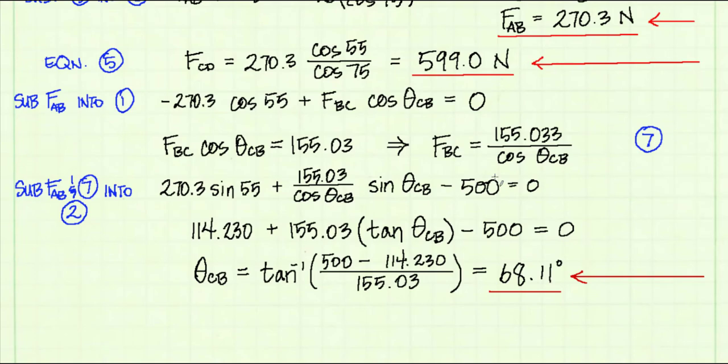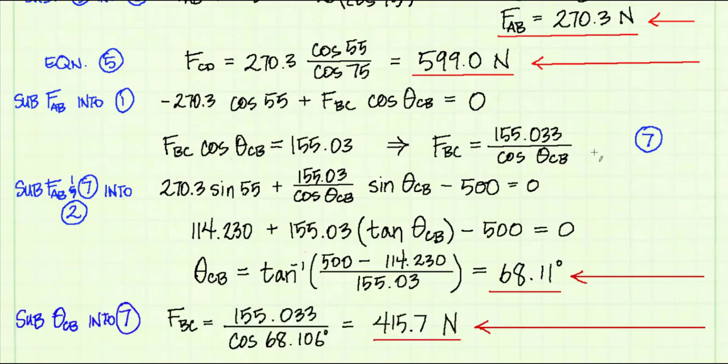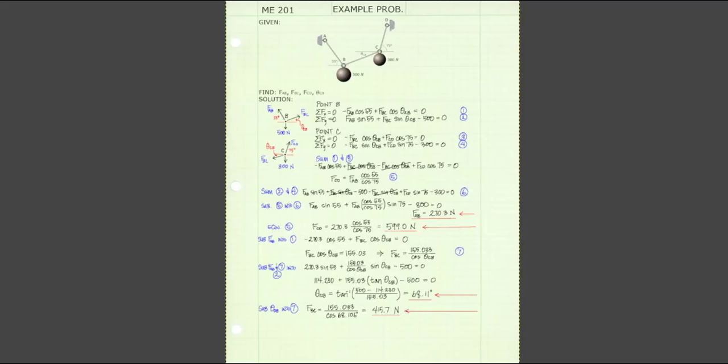Now I have just one force left, force BC. I can use equation 7 to find it. When I substitute theta CB into equation 7, I find that force BC is 415.7 newtons. And we're done.